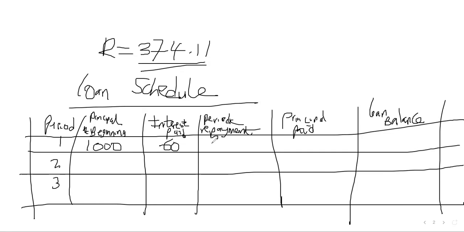The periodic repayment is 374.11. The principal paid is 374.11 minus the interest, so we paid the 314. The bank are claiming that money is theirs. So the balance here is 1,000 minus that, which is 685.89. So this is about the loan balance.